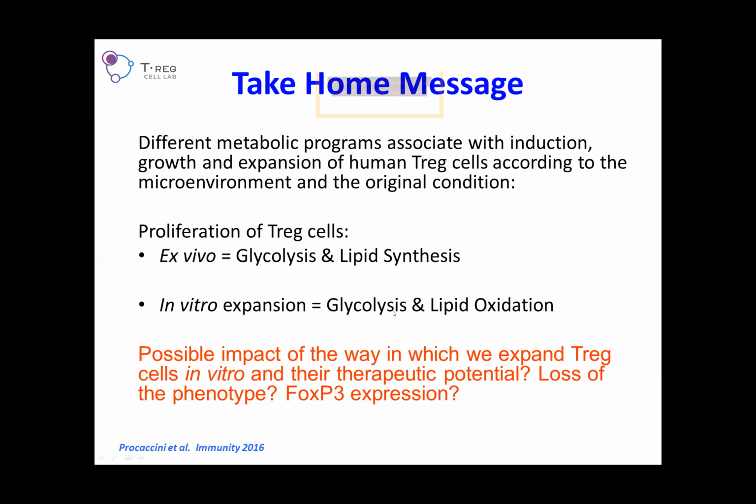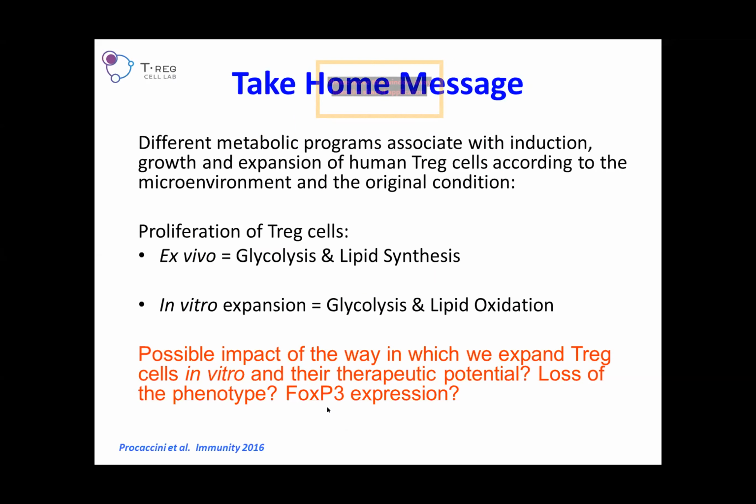This should be really important thinking for us, because if we are aiming at using ex vivo expanded Treg cells, this can be a problem. In vitro, to grow them, we use two different types of metabolic responses, while in vivo they use mainly glycolysis. Is this going to affect the potential of these cells as a therapeutic strategy when we want to expand Treg? Can this be important because we can even lose the phenotype or FOXP3 expression?